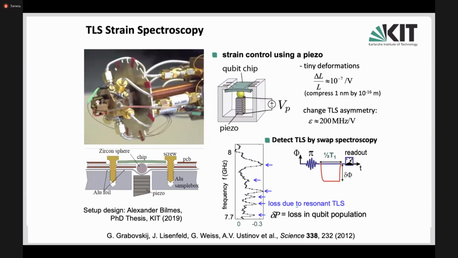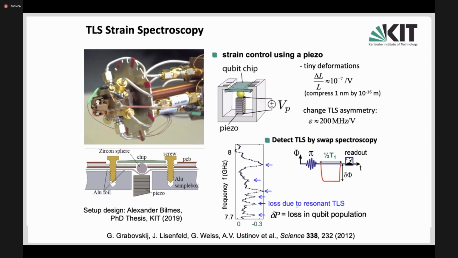Now, how can we make sure that these defects are really there, that they are microscopic? What will be the smoking gun, so to say, about those defects? The experiment which was done in my group 10 years ago was the following.